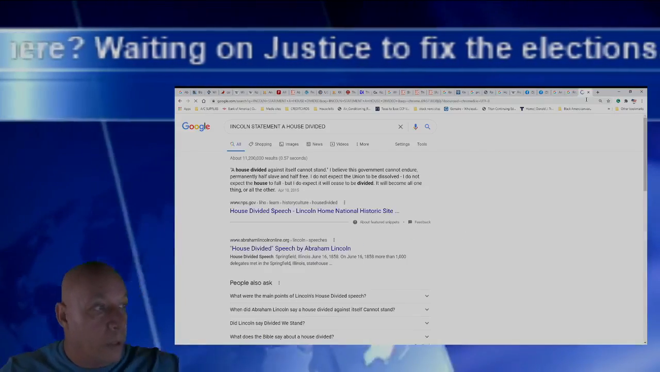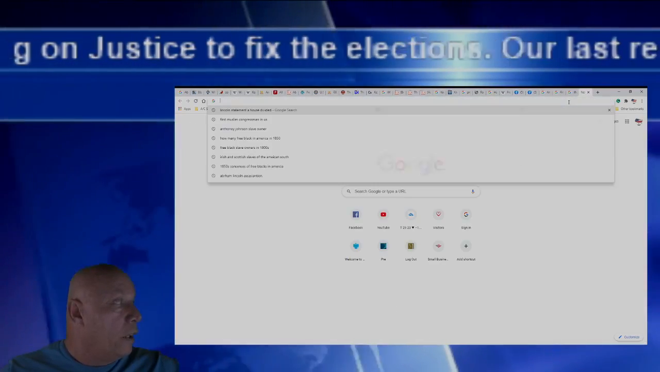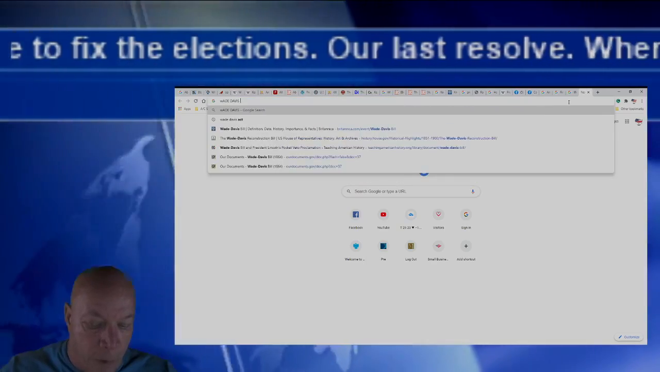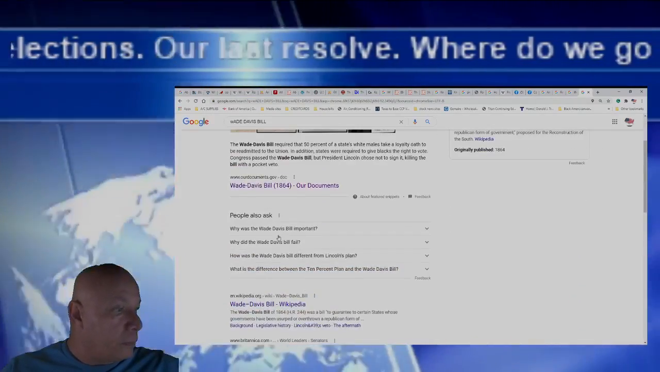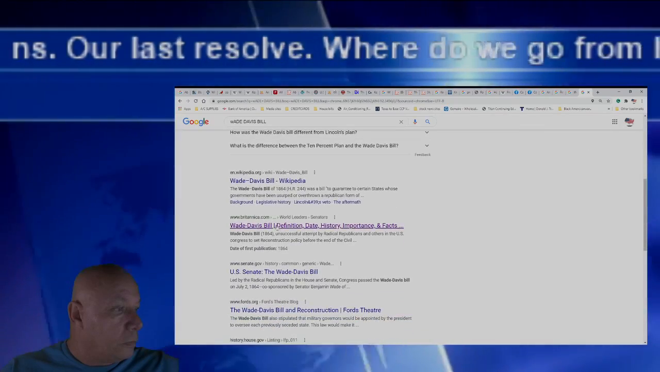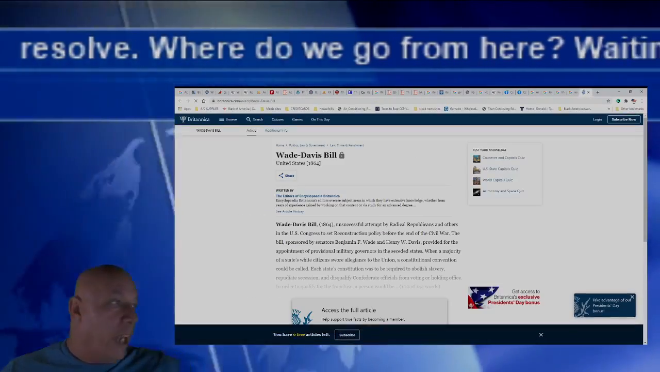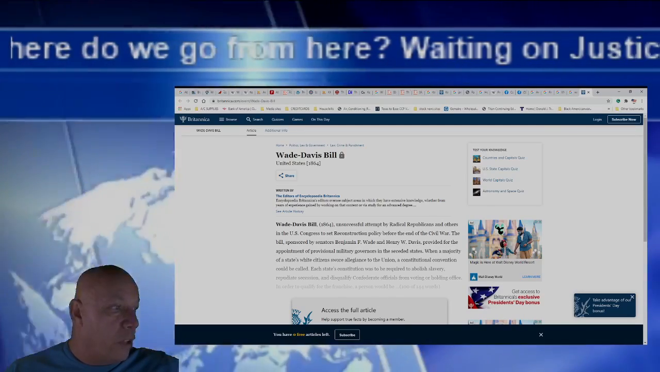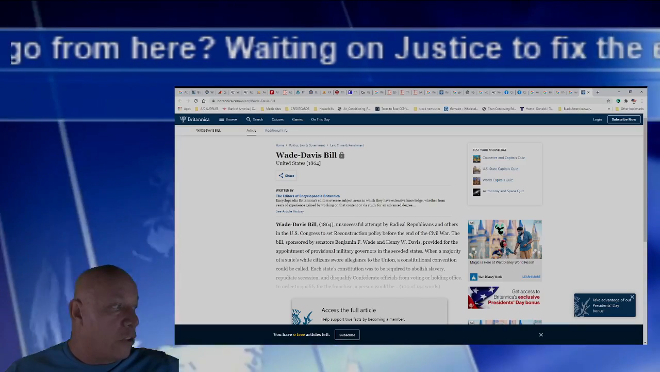Two things I want to bring up. One is Lincoln's statement about a house divided, and the other, so we have it up for reference, is the Wade Davis bill. So we have these things for reference here. This is the Wade Davis bill, what I speak of, and it was an unsuccessful attempt by radical Republicans and others in the U.S. Congress to set Reconstruction policies before the end of the Civil War.